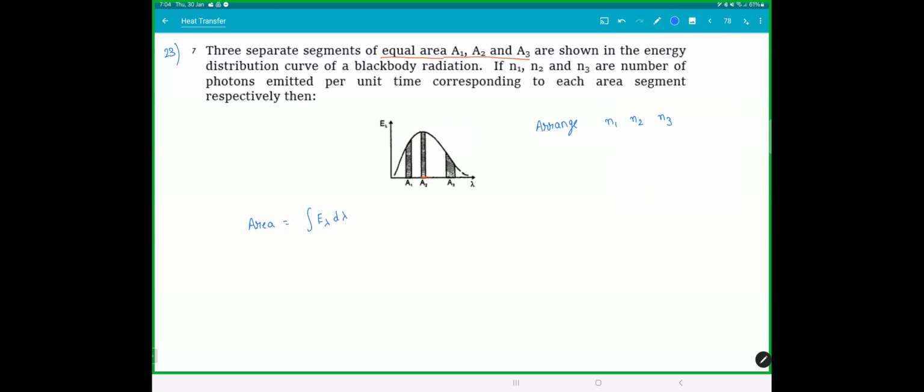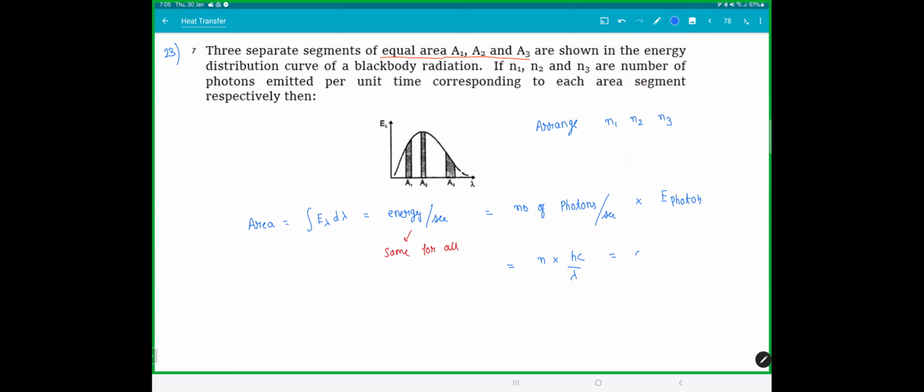So E lambda d lambda will give you the energy per second. This is the same for all because the area is the same. So we get confused thinking the center one will have more energy emitted. True, if you take the same width. So what is energy per second? Energy per second is nothing but number of photons per second into energy of each photon. So this is number of photons per second into hc by lambda.